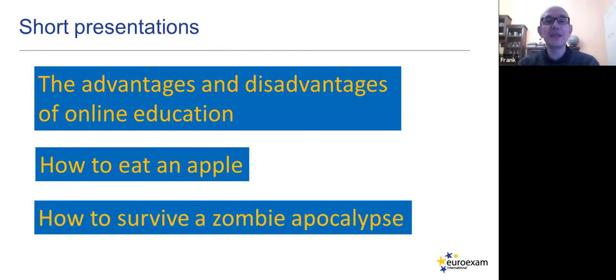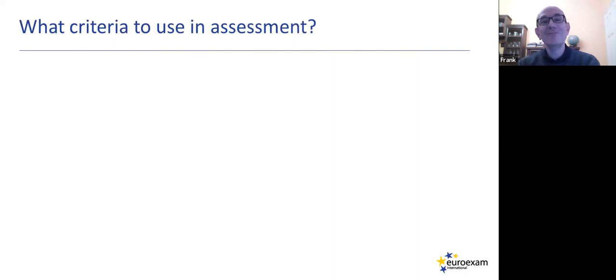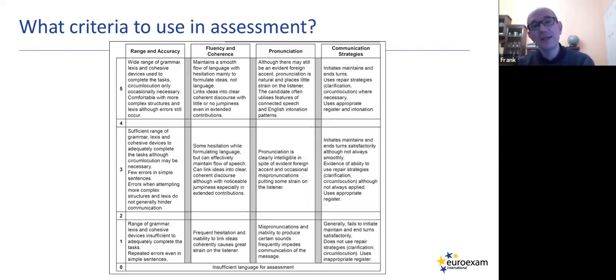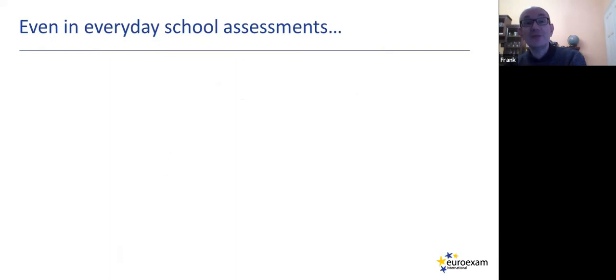And wrapping up, because I can see I'm running out of time, we also need to think about, if we want to help our students, giving good feedback. So these are the criteria that we use in our exam. So we look at range and accuracy of the language, we look at fluency and coherence, we look at pronunciation, and we look at communication strategies, how well they use communication strategies. And creating criteria can be very good practice for your students as well.